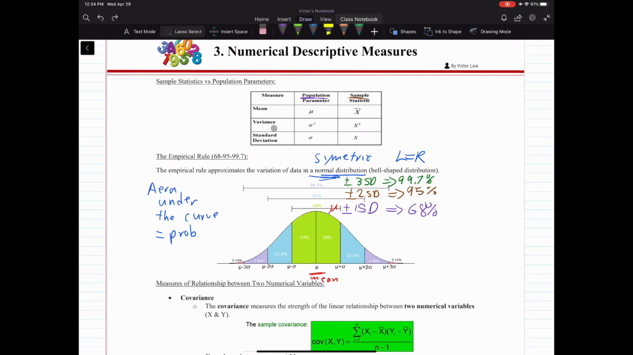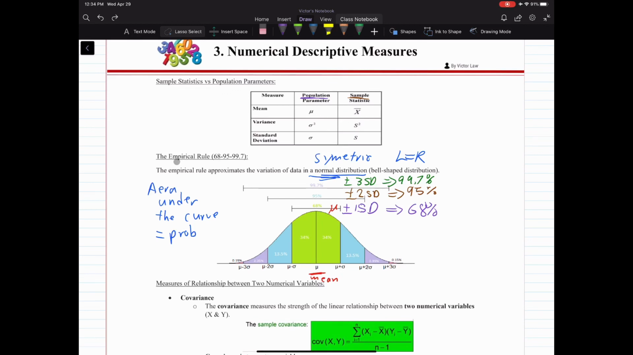For variance, we have sigma square for populations, and for sample variance, we have s square. And then for standard deviation, we have sigma for population, and s for sample standard deviation. So that's the notation difference between population and sample.